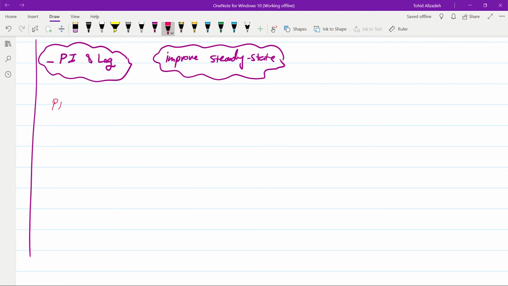Let's start with the PI controller. For the PI controller, we can say that for Gc(s), we have (s plus zc) over s. Or we can write it in the form of (s plus 1 over Ti) over s. And we see that there is a zero, zc, at minus 1 over Ti, and we have a pole at the origin, or 0.